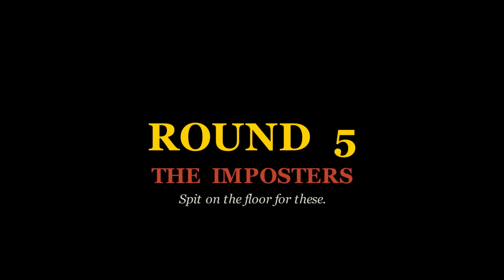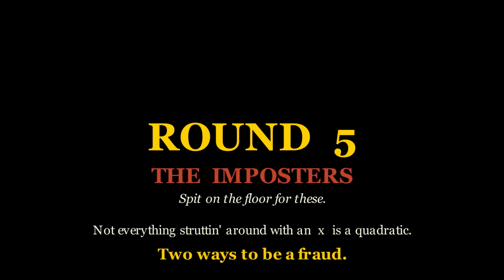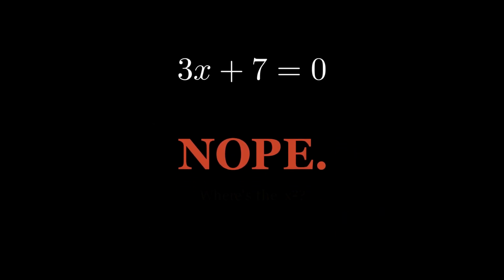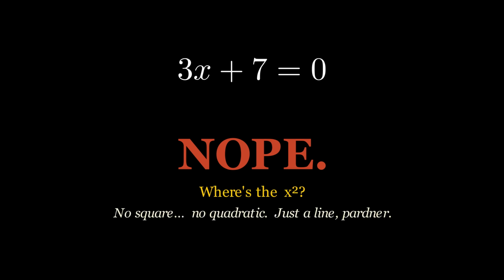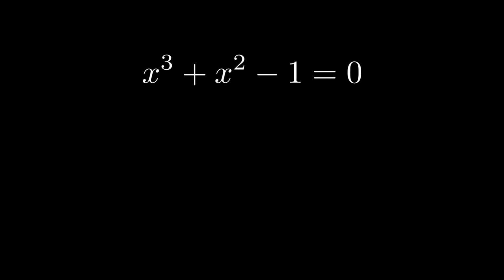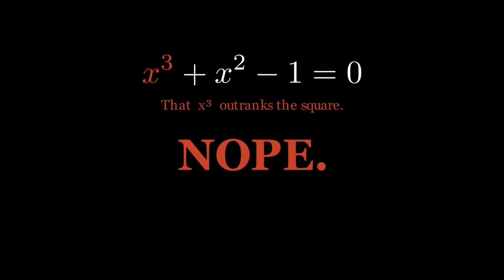Round 5. The impostors. Spit on the floor for these. Not everything strutting around with an X in it is a quadratic. 2 ways to be a fraud. 3x plus 7 equals 0. Nope. Where's the x squared? No square, no quadratic. That's just a line, partner. X cubed plus x squared minus 1 equals 0. Nope. That x cubed outranks the square. Too big for this town.